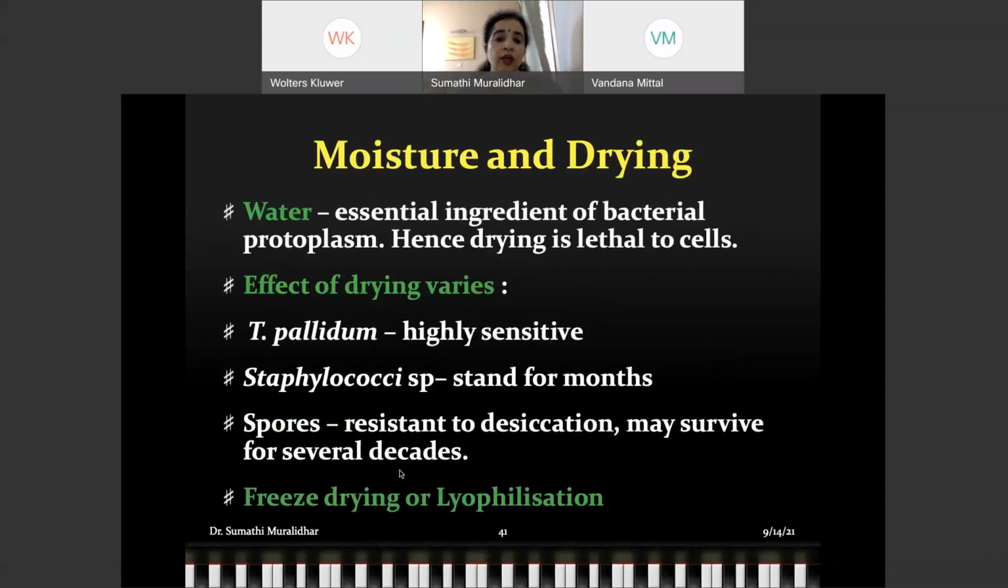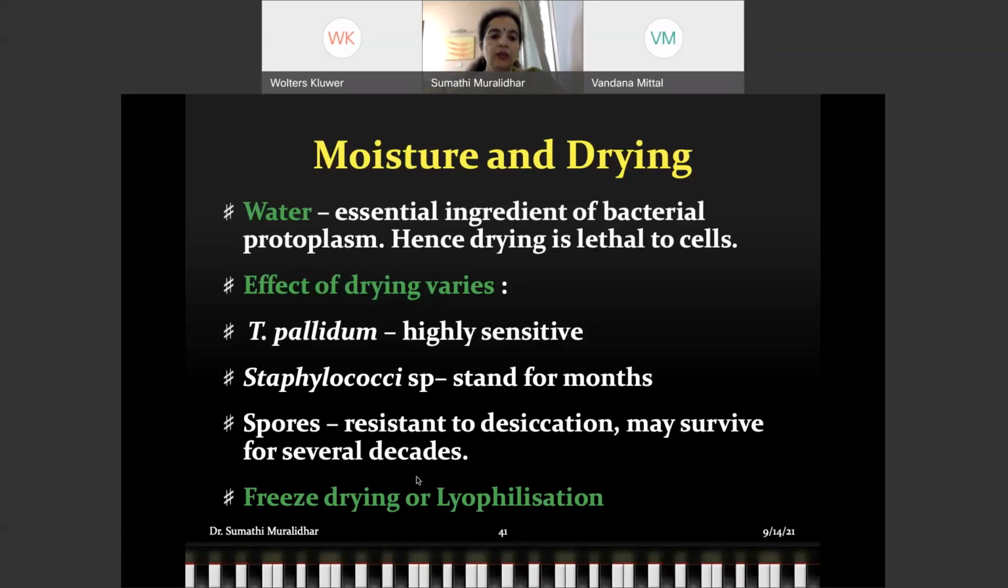Coming to moisture and drying. Water is very essential. I told you 75 to 85% of the bacterial cell is water. So if you dry the bacterial cell, the drying could be lethal to the cells. So again, this is important because we should know how to destroy the bacteria. So we have to know all their properties.